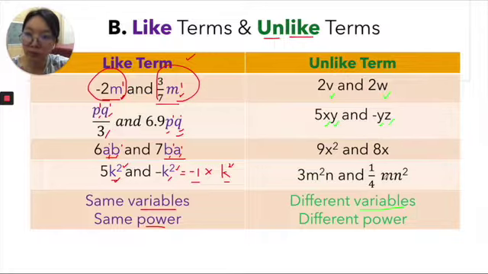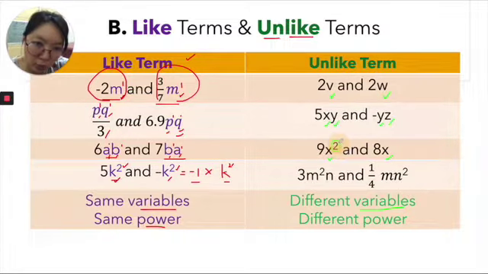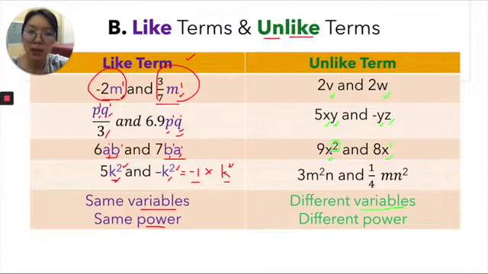Besides comparing the variables, we also compare the power. I have the variable the same: I have x and I have x. Second step, look at the variable power. X squared here, x to the power of 2. X here, there is no power, which means x to the power of 1. 1 here, 2 here, they are not the same. So 9x squared and 8x, they are unlike terms.